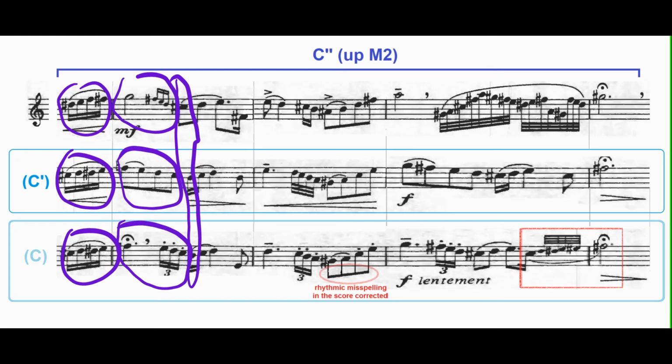Let's see if we can get rid of this. Can we get rid of this? Yes, we can. Okay.